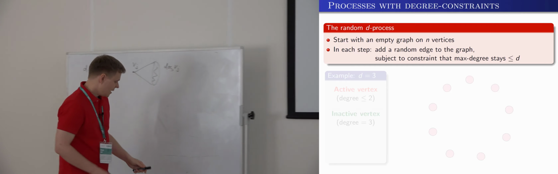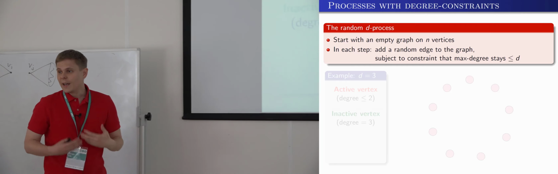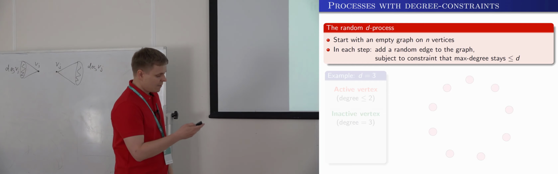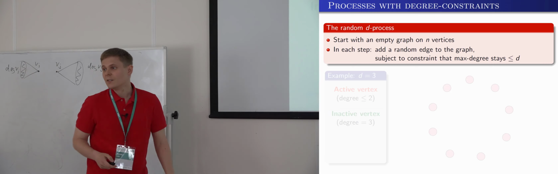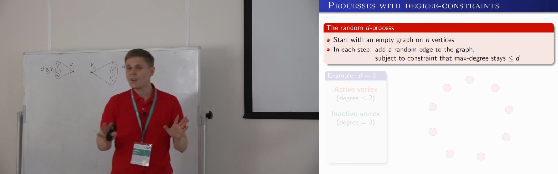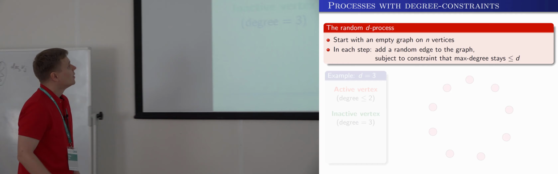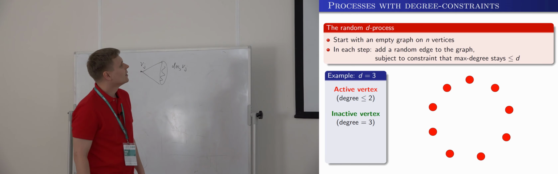We start off with an empty graph on n vertices, exactly like A-Ranee. Again, we want to sequentially add random edges to the graph, but now we have the extra constraint that the maximum degree should stay at most d after you add this edge. Okay? So in other words, you only add edges which do not violate this maximum degree constraint. So let's maybe look at a small example of what's going on. I think then it will become very clear.